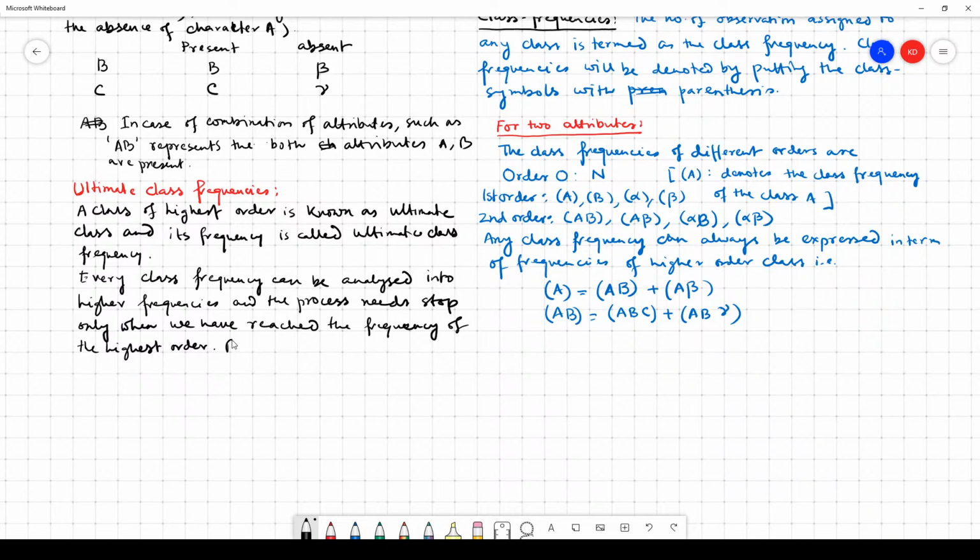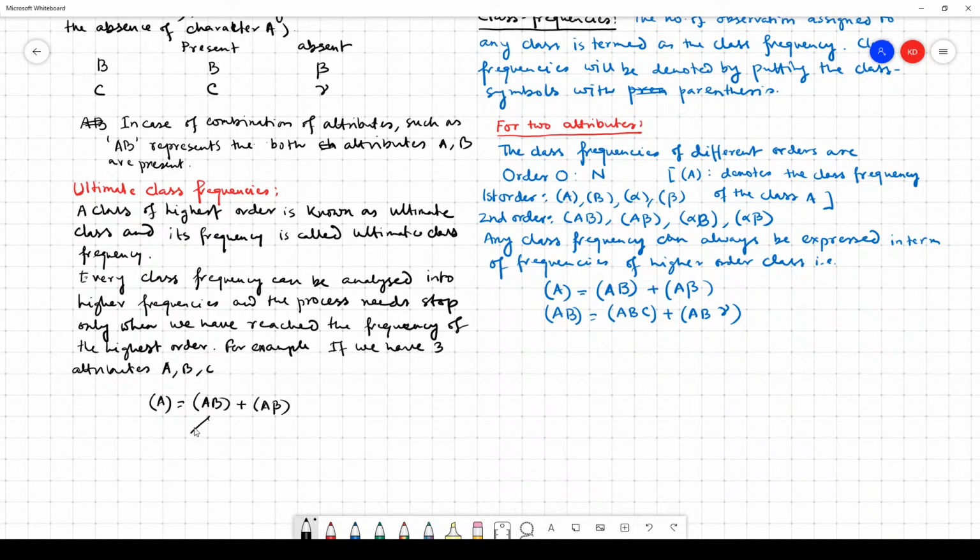So, for example, if we have three attributes, say A, B, C, then the first order frequency for A is, first I break it into second order: A, B both present, and second one is A present, B absent.